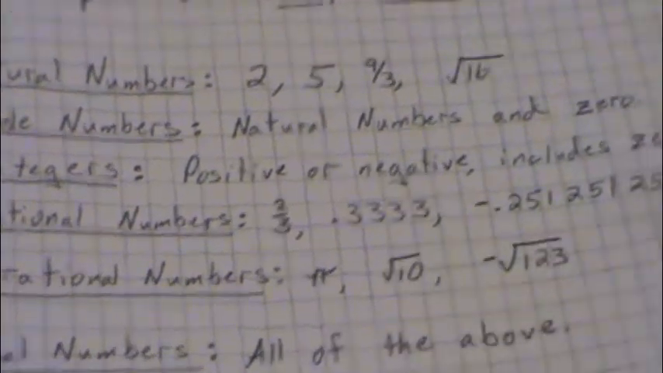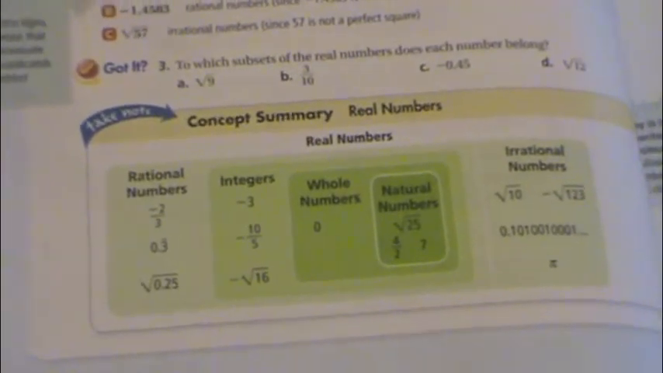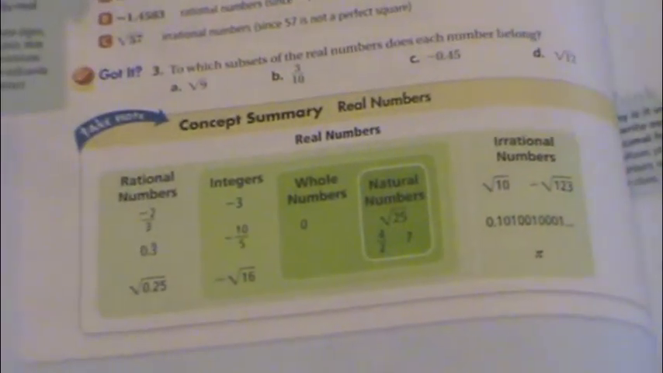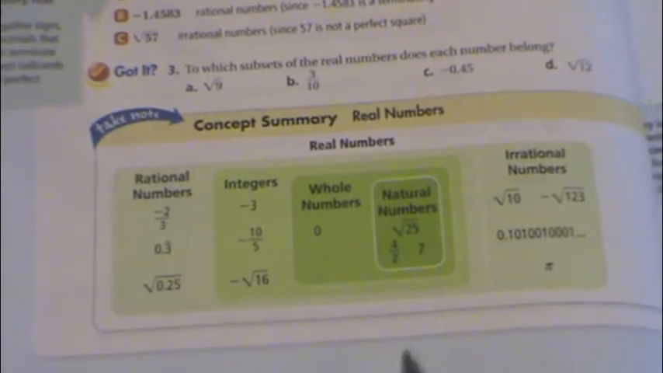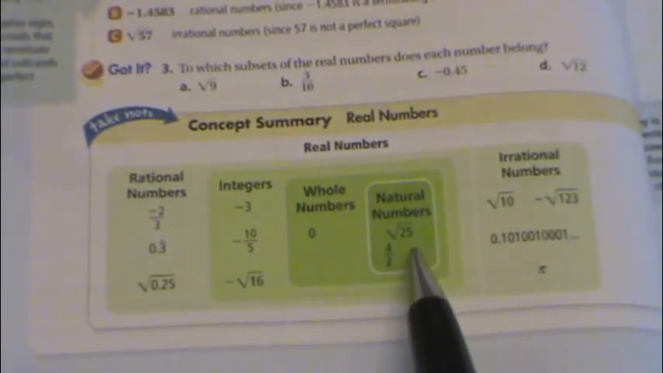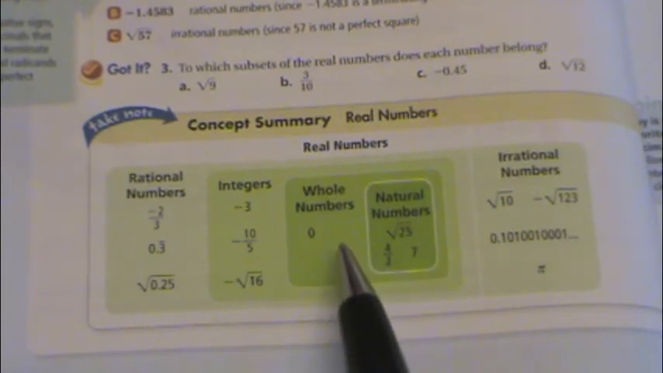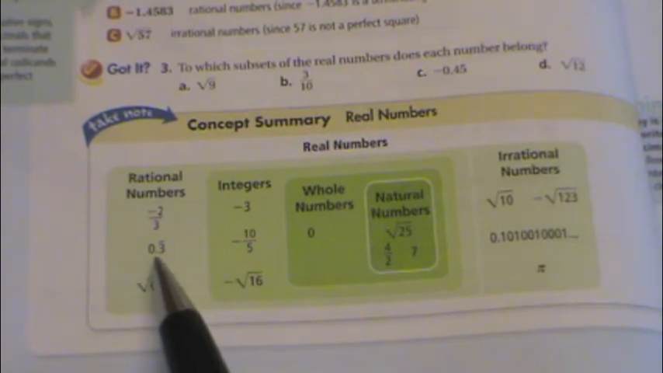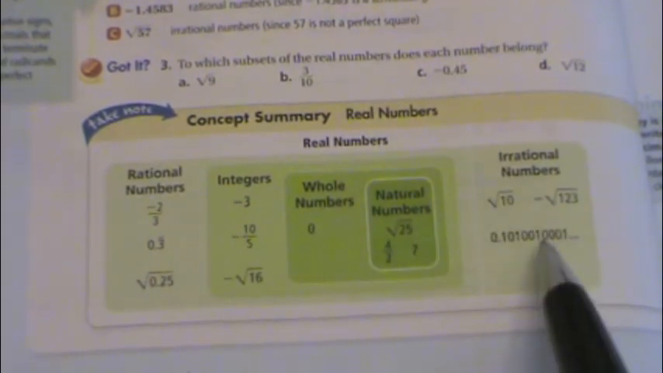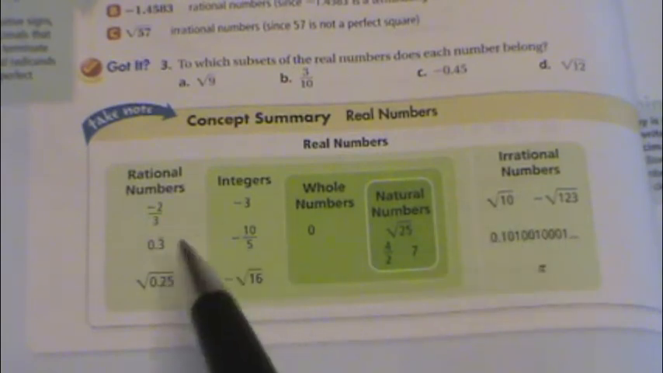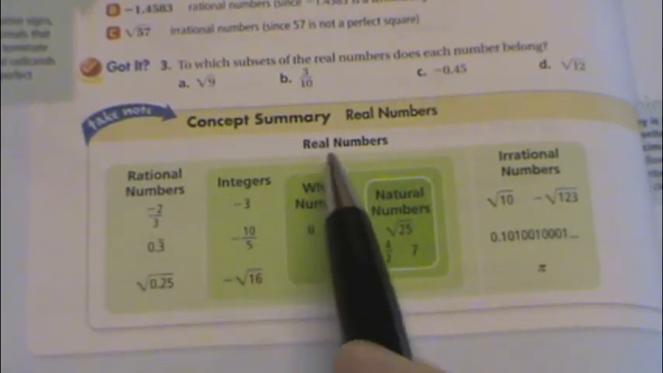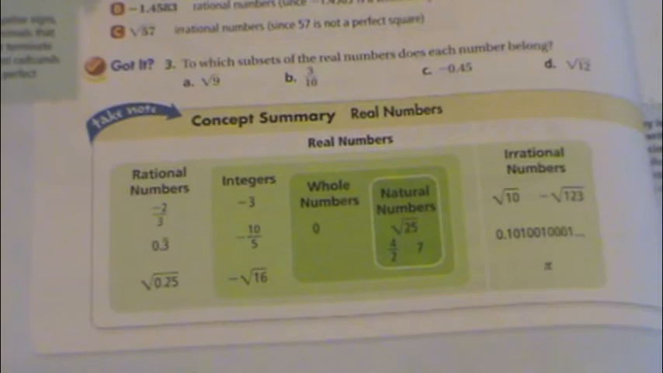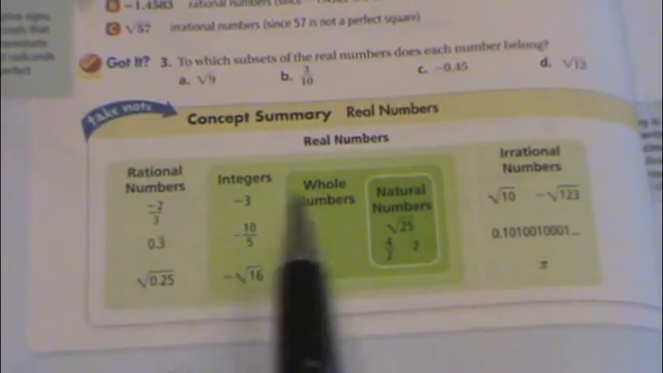Okay. In your book, on the bottom of page 18, they've given you a picture to show this. They start with the subset of natural numbers, which is part of the subset of whole numbers, which is part of the subset of integers, which is part of the subset of rational numbers. Irrational numbers are over here like the agents of S.H.I.E.L.D. They're not part of rational numbers. Real numbers includes everything.